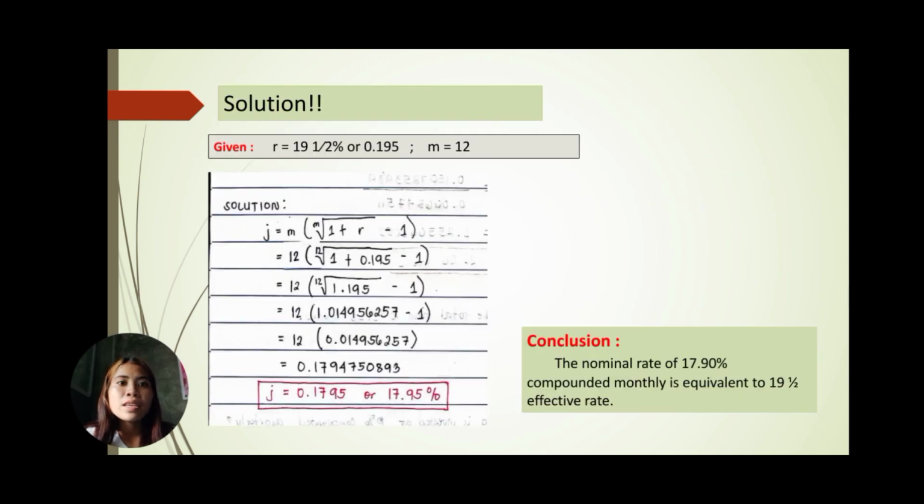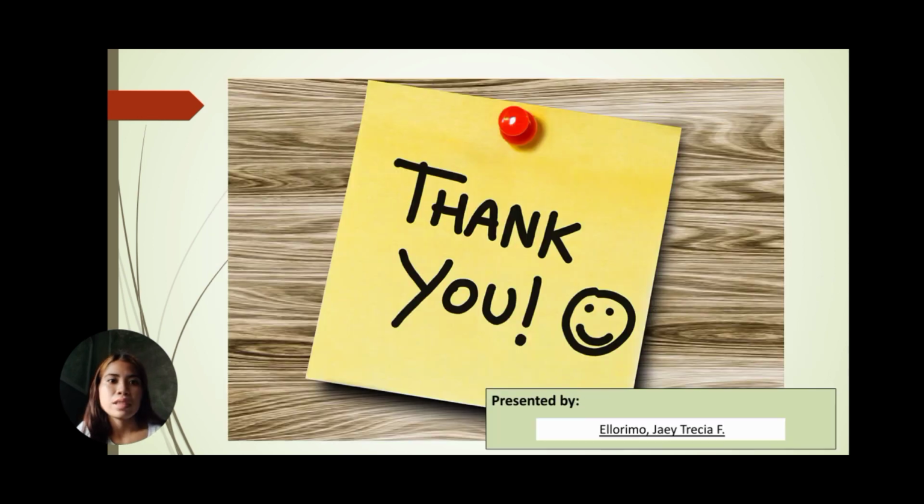So here is the solution. With a given R of 19.5% or 0.195 and M of 12 as it is converted monthly, using the formula in finding the nominal interest rate, we have J equals M multiplied by the quantity of the Mth root of 1 plus R, minus 1. Therefore, we conclude that the nominal rate of 17.95% compounded monthly is equivalent to a 19.5% effective rate. And that's the end of my presentation.